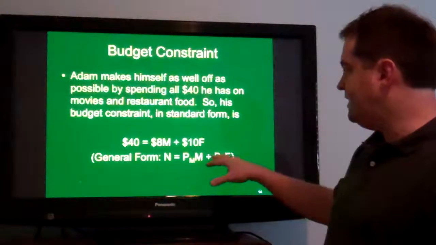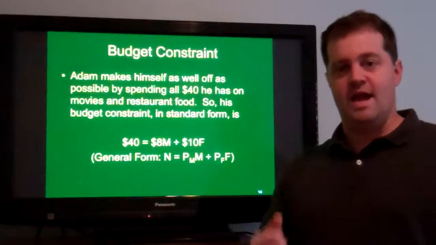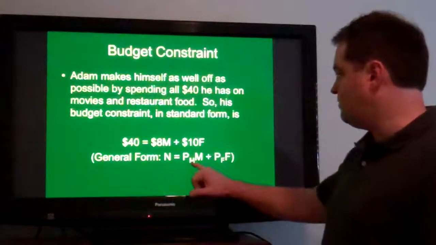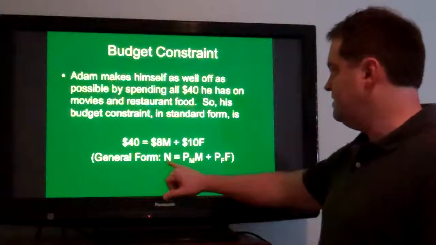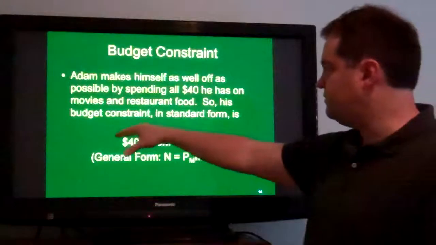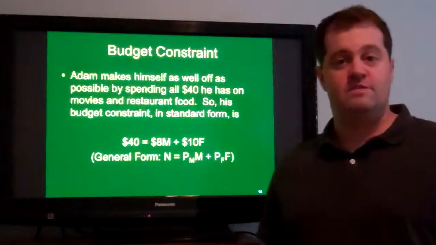And in general, that takes on that AX plus BY equals C form. AX plus BY equals C. So you can see this budget constraint that we've constructed is in standard form.